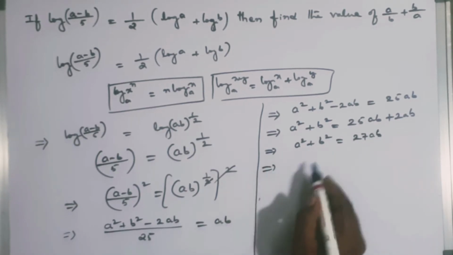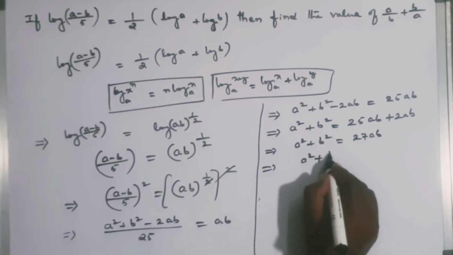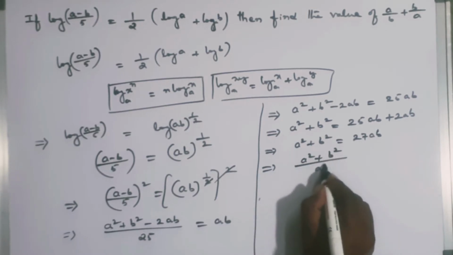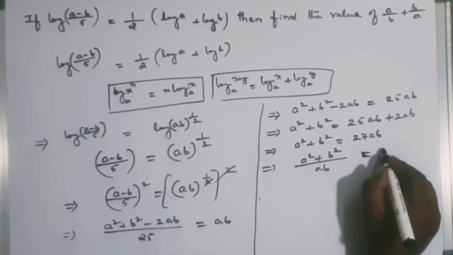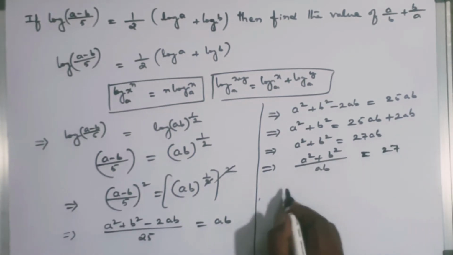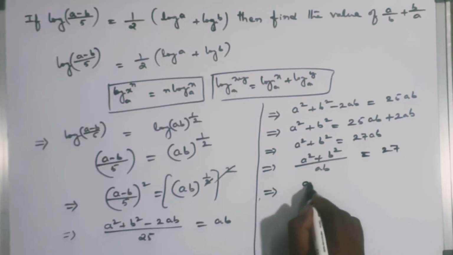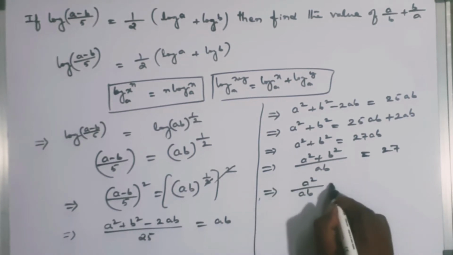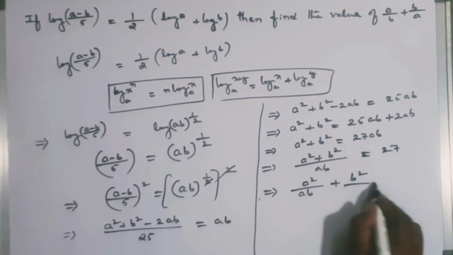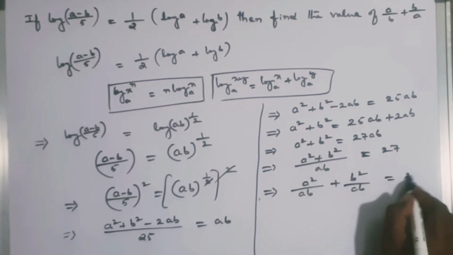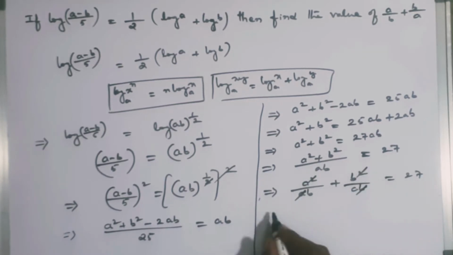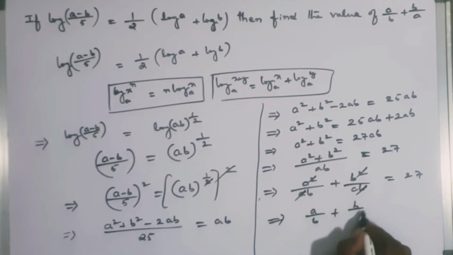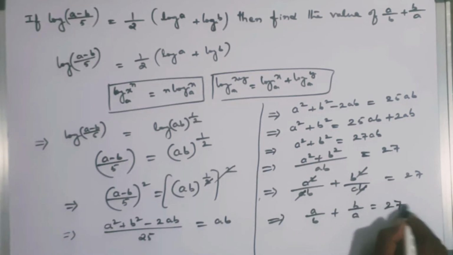Okay, a square plus b square by ab. This ab when it comes to here it will become divide. a square by a into b plus b square by a into b equals 27. Now a by b plus b by a equals 27.